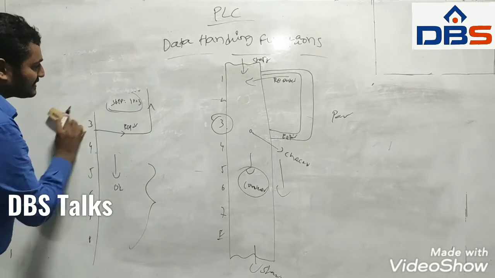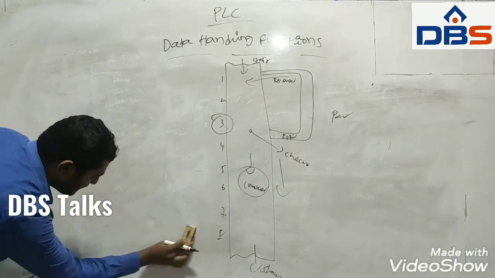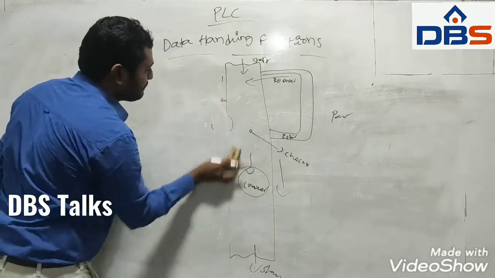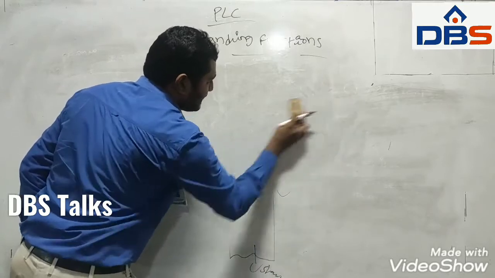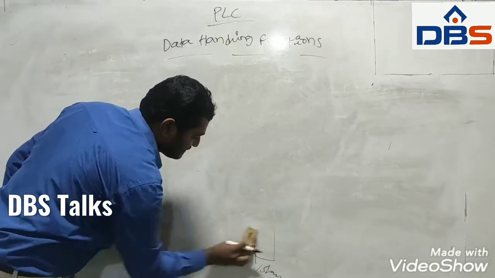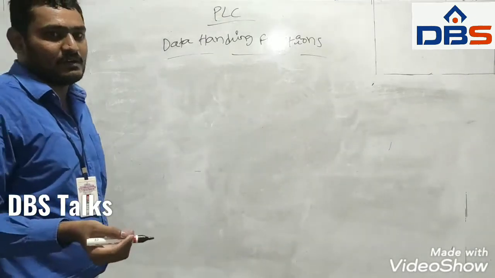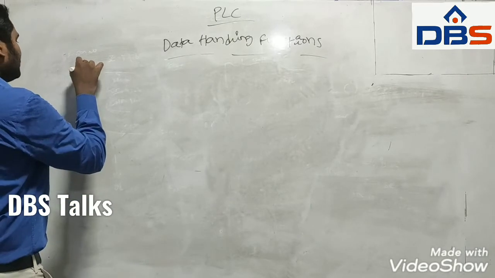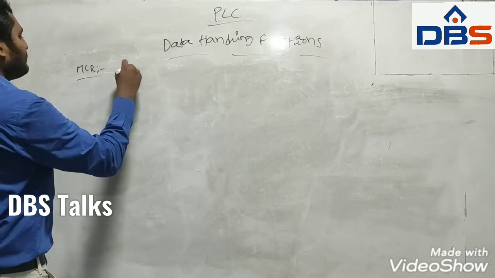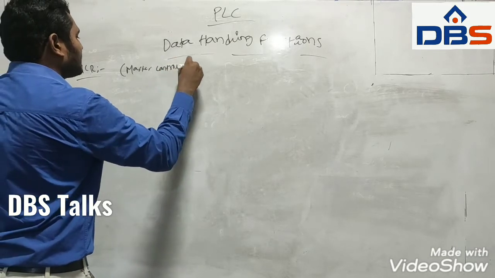Actually, the skip function is used to allow the PLC program lines to skip or bypass a certain portion of the program. When the enable line function is energized, it will skip 2 or more lines according to the given program. And here I am taking one more term, that is MCR, the master control relay.